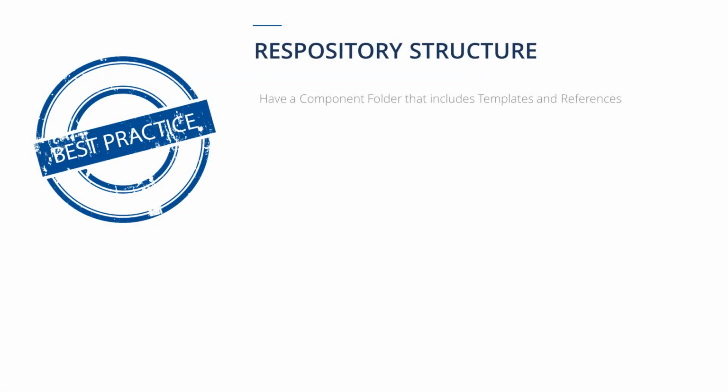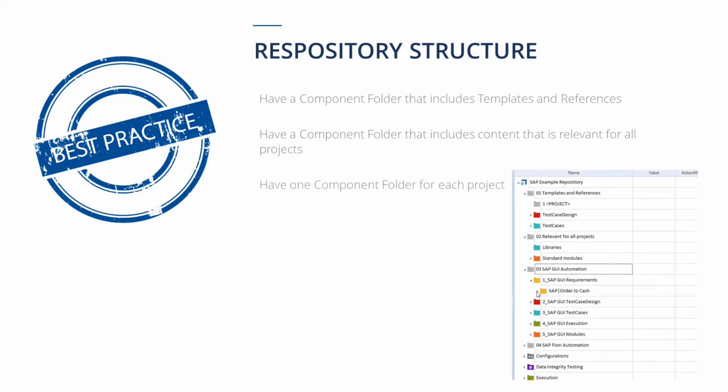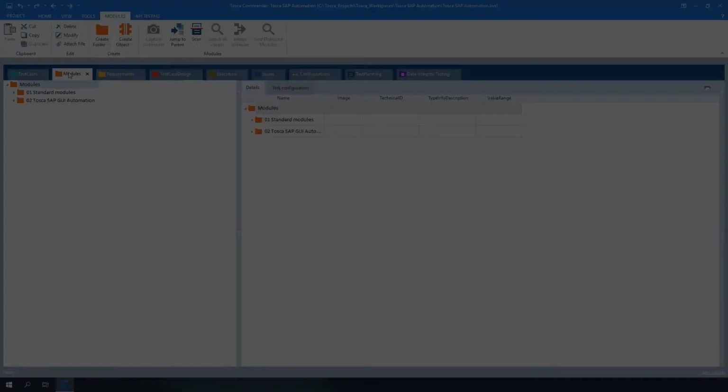First, have a component folder that includes templates and references. Template folders contain sample structures with your naming conventions that you can reuse as you add new components to your Tosca project. Second, have a component folder that includes content that is relevant for all projects. So that would be libraries and modules, for example. And third, have one component folder for each project. Within the folder, use the project name and the requirements, test case design, test cases, execution, and module folders.